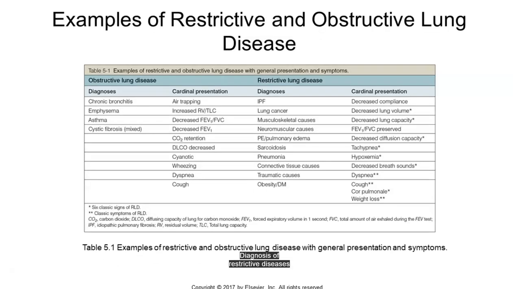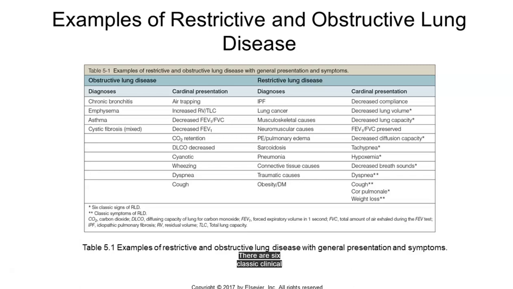Diagnosis of restrictive diseases is made with patient history, such as exposure to toxins, patient assessment, chest x-rays, and PFTs. As we discuss each disease that falls into this category, we will address them individually. As a general rule, we will be looking at PFT and patient findings to identify cardinal presentations.